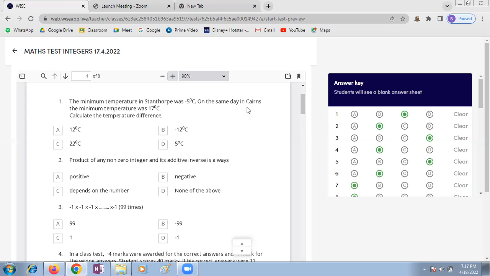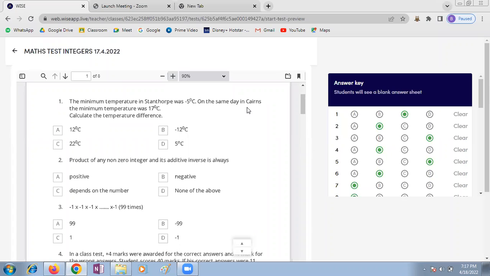Ma'am, the product of every non-zero integer and its additive inverse is always negative, ma'am. Non-zero means it's not zero. For example, 9 times minus 9 is minus 81, a negative integer. Listen: for a non-zero integer and its additive inverse, the integer should not be 0. You can take either a negative or a positive value. Yes or no, children?